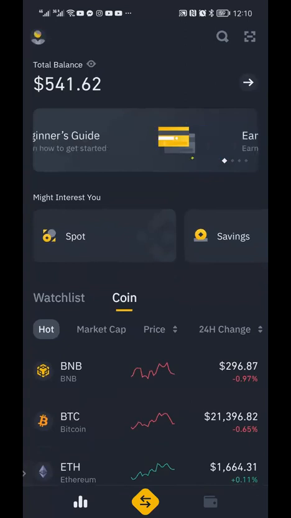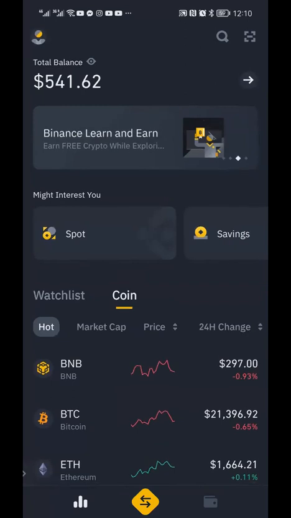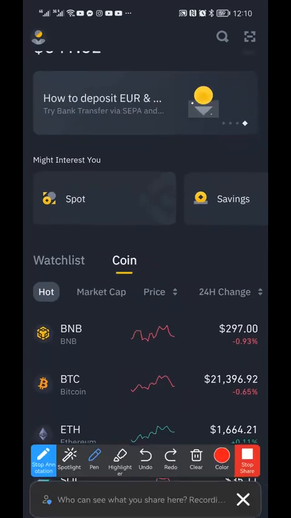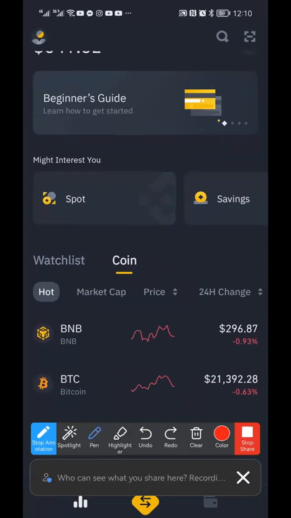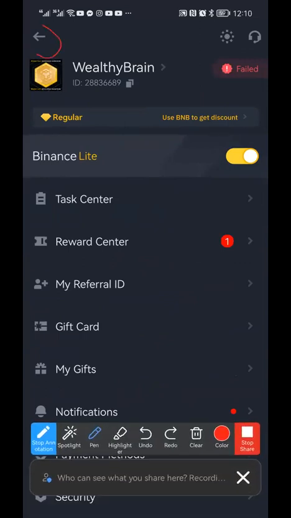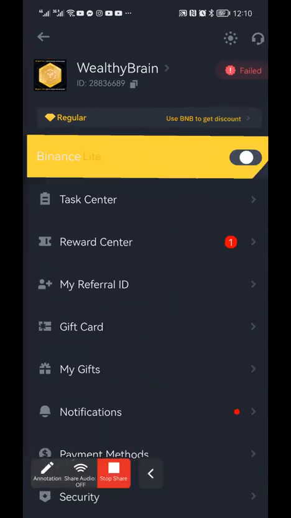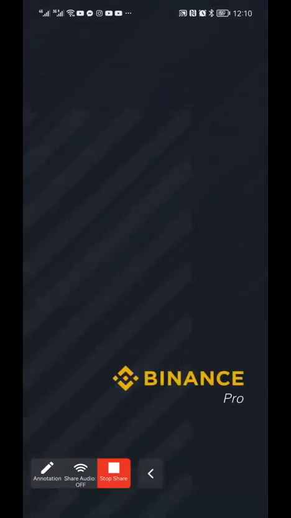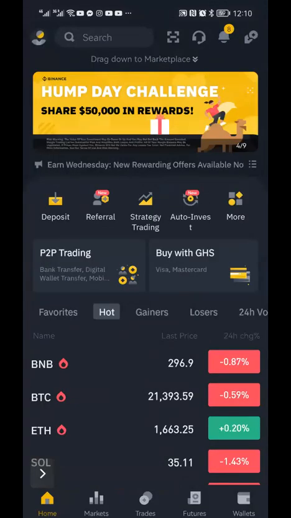So you won't be able to do a lot of stuff. So you click on this image. Then you turn the Binance light off. I don't know if it's Binance light or Binance lit. So you click it and it goes off. They now put you on the professional page.